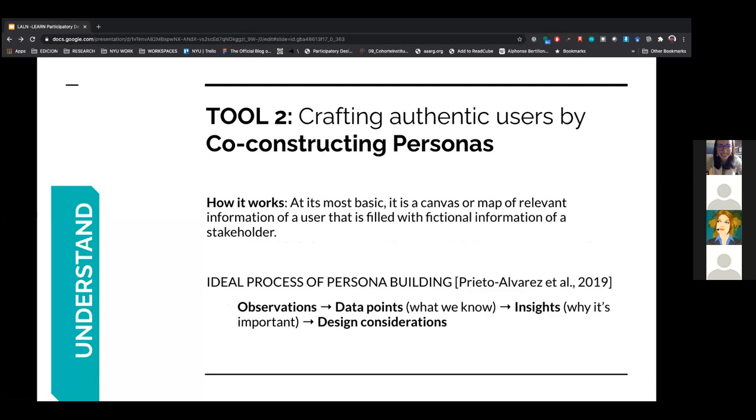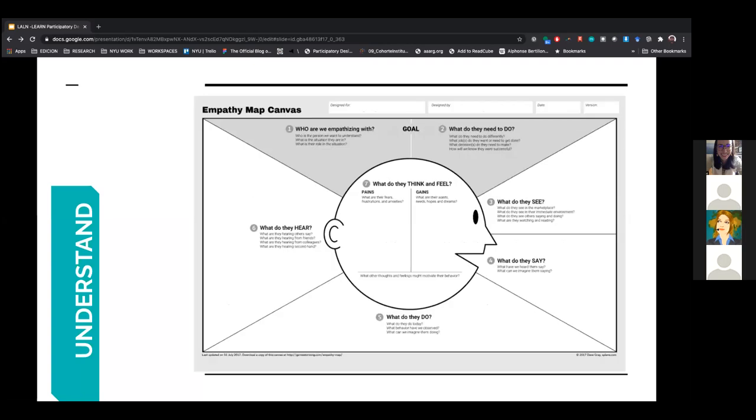And how it works at its most basic, it's a canvas of relevant information that we want from this user. Now, here is one example of one persona. Don't worry, we're going to go back to the last slide. But I want you to look at the bottom side of this particular persona canvas. What it asks of us as researchers is to bring in some of the data points that are interesting about this persona. Like, what are they saying? If we're interviewing them, what are the actual quotes that bring us information?